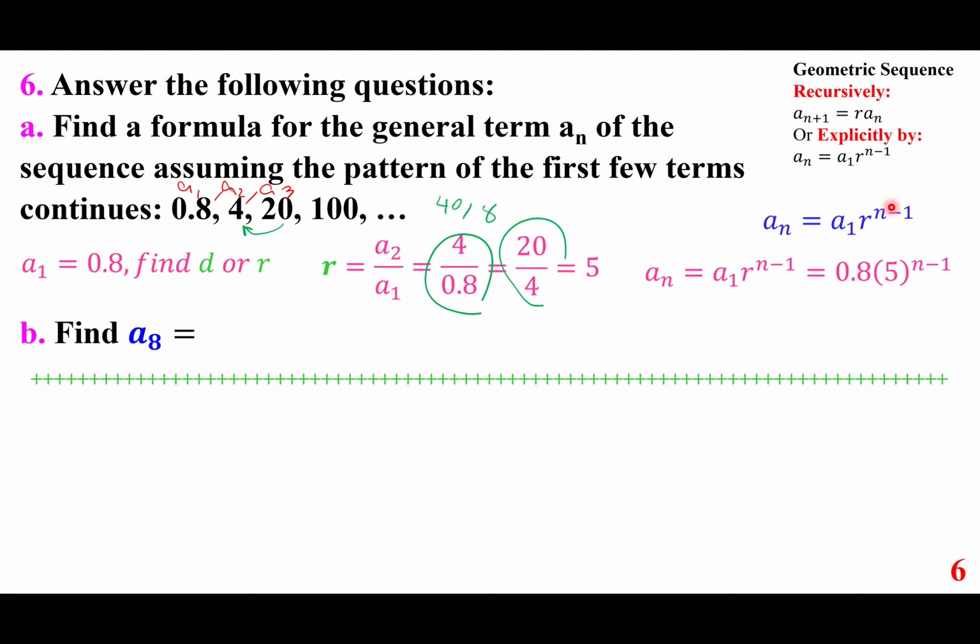Now, what is a sub 8? Well, you can, of course, continue in that manner, but it's easier just to replace the n with 8. So a sub 8 is a sub 1 r to the power of 8 minus 1, which is 0.8, 5 to the power of 8 minus 1, which is 5 to the power of 7. Putting it into a calculator results in 62,500.